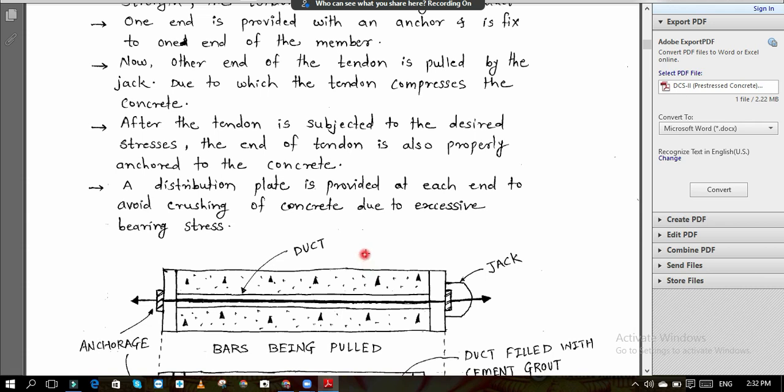Okay, here the only thing is that an anchor plate is provided over here. Anchor plate means one plate which is made up of steel or any other material, mostly it is made up of steel. Why we use the anchor plate? Because जो हम जैक लगाने वाले हैं, so जैक से जो हम टेंसाइल फोर्स लगाएंगे वो टेंडन पे, वो सब जगह सेम इवनली डिस्ट्रीब्यूट हो, इसलिए हम इधर एंकर प्लेट लगाते हैं.